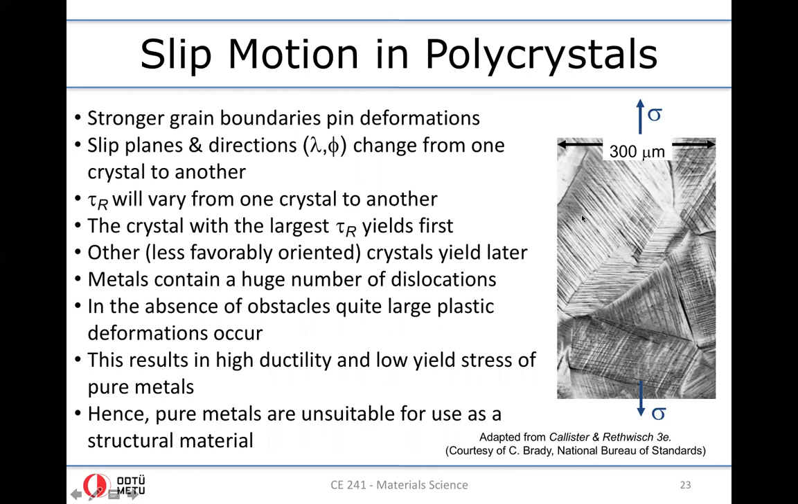These are the dislocation lines. They can move within the crystals, but when they reach the grain boundaries, they essentially get stuck there because it is difficult for them to move forward in another direction within the other grain. So the strong grain boundaries pin the dislocations, and the slip plane directions change from one crystal to another, in other words, from one grain to another. Therefore, the resolved shear stress will vary from one grain to another.